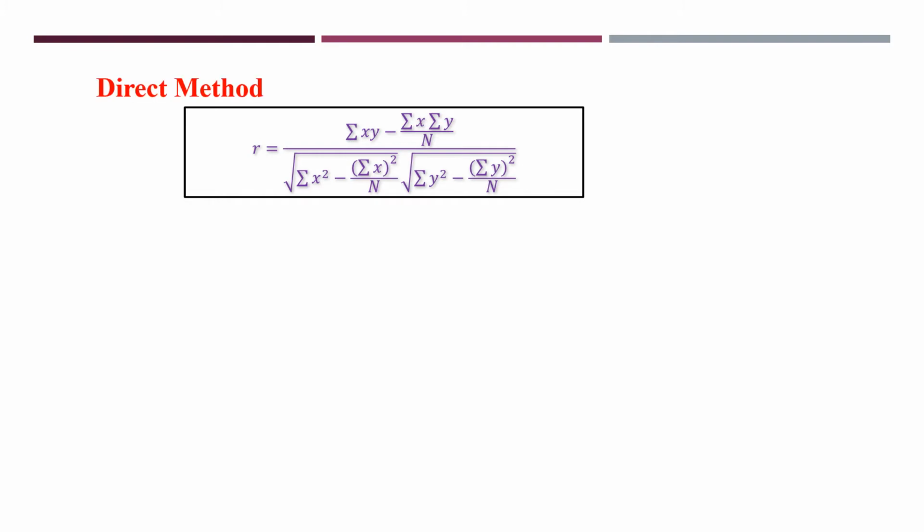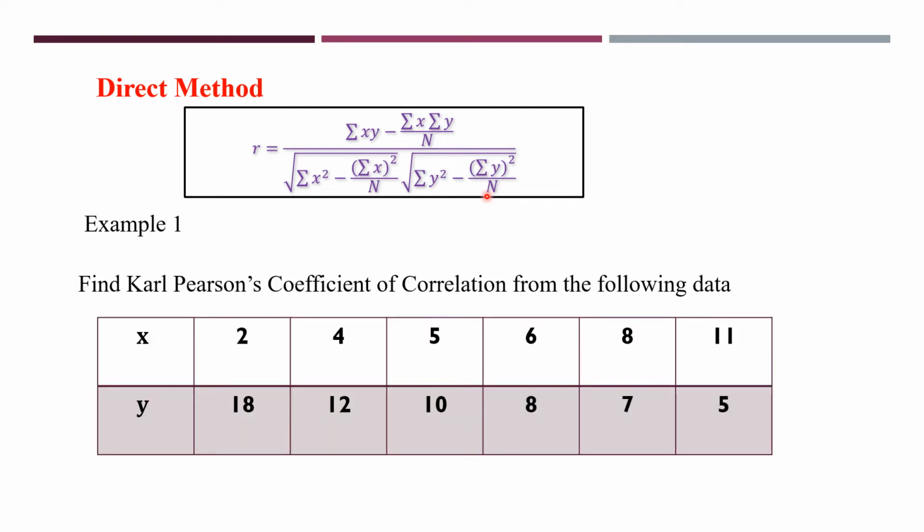The first method is called the direct method. The direct method makes use of this formula. If we take an example: find the Karl Pearson's coefficient of correlation from the following data. You are having these data. So now our aim is to substitute these summations in this formula and get the value of r, that is the Karl Pearson's coefficient of correlation.